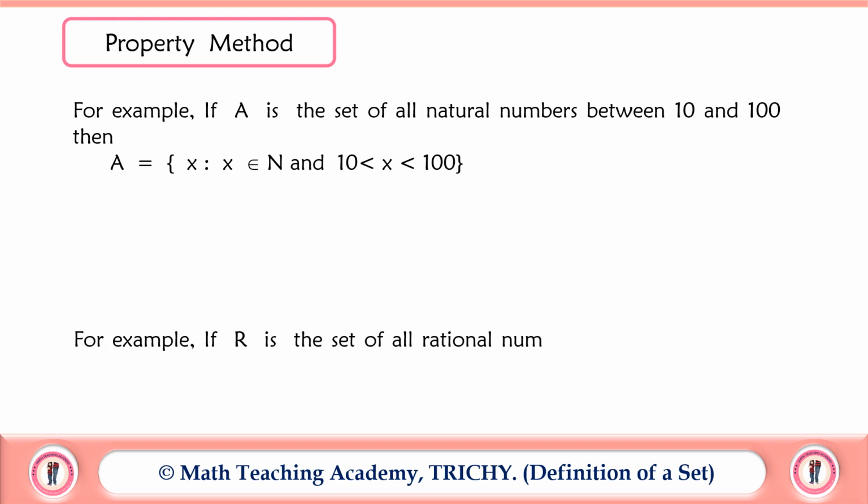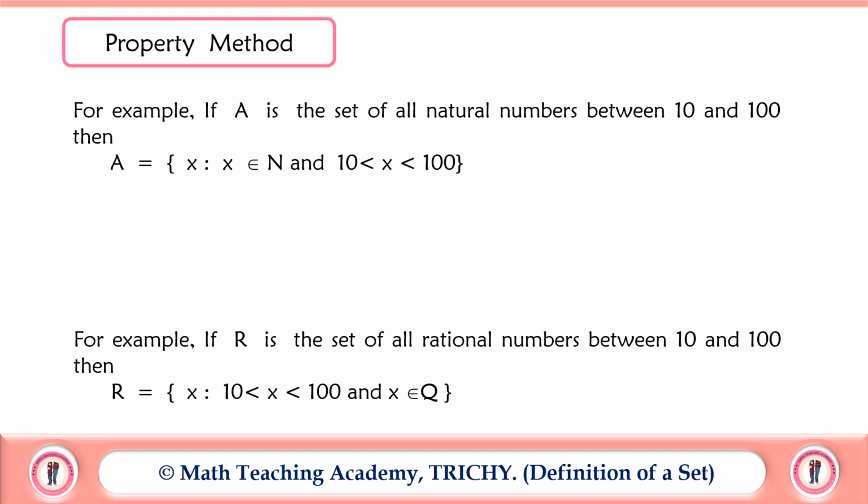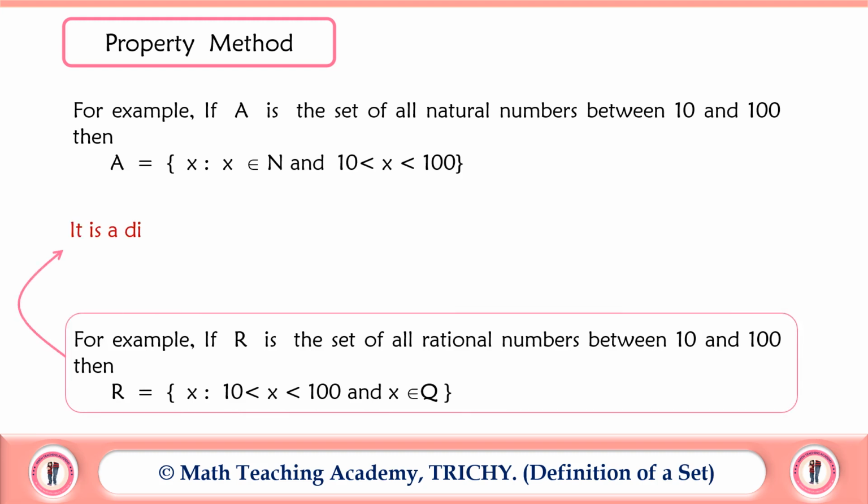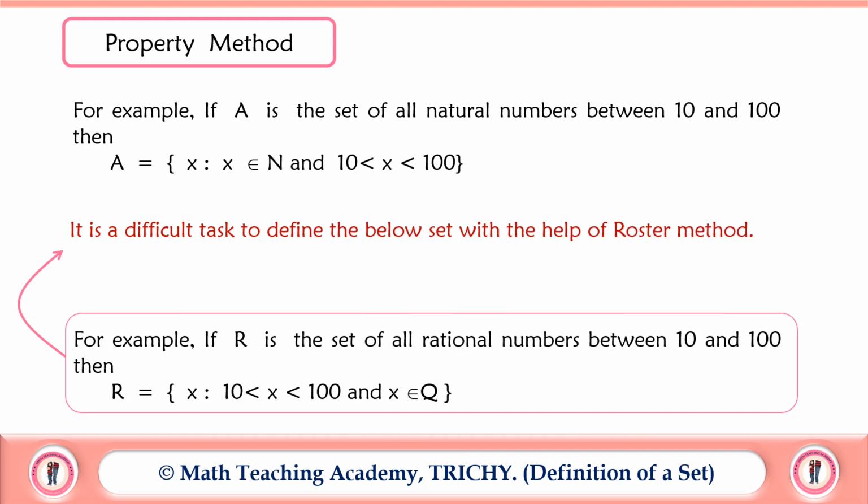For example, if R is the set of all rational numbers between 10 and 100, then R can be expressed as R = {x : 10 < x < 100 and x ∈ Q}. Here note that it is a difficult task to define this set with the help of the roster method, and it is impossible to list all the rational numbers between 10 and 100. So that is why here we have described this set with the help of the property method.